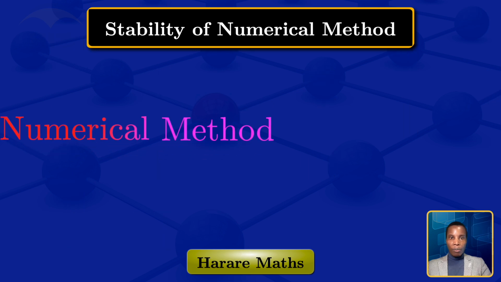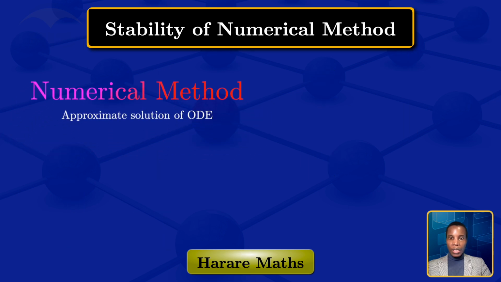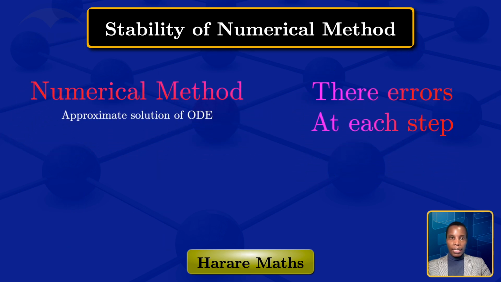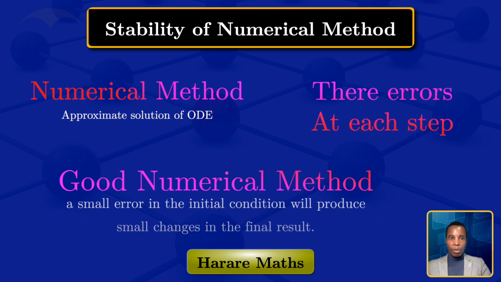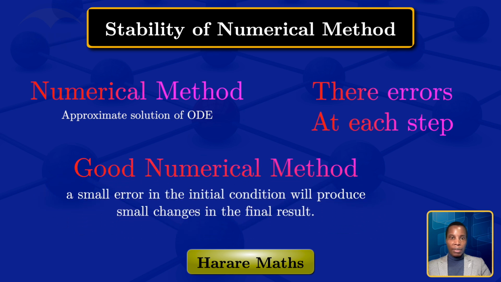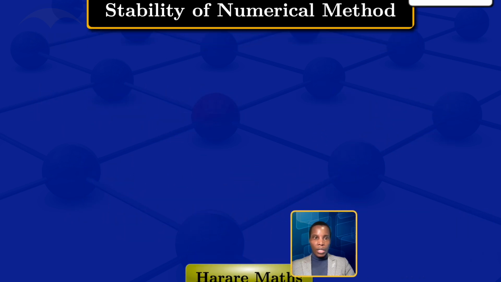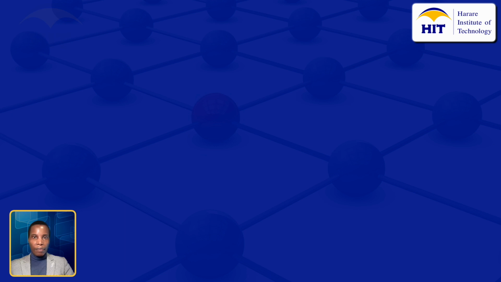When you use a numerical method to approximate the solution of an ODE, we introduce errors at each step. A good quality which is desirable for any numerical method is that a small error in the initial condition will produce small changes in the final result. So I'll go on and look at the growth of error after n steps.